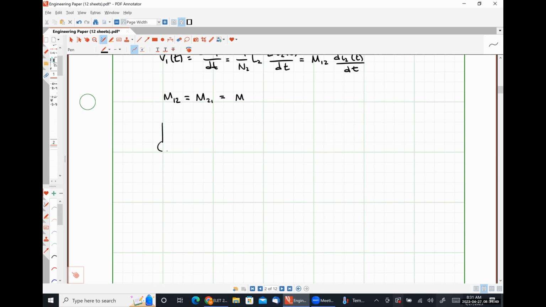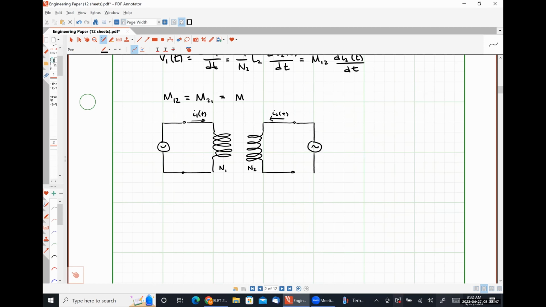So if I had a system like this, where I have N1 turns on coil number 1, and coil number 1 is carrying some current I1 of T. And then I have a second coil, like so, where my second coil has N2 turns and is carrying a current I2 of T in this direction. And we have some source over here.